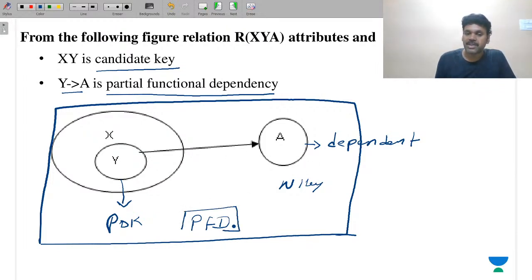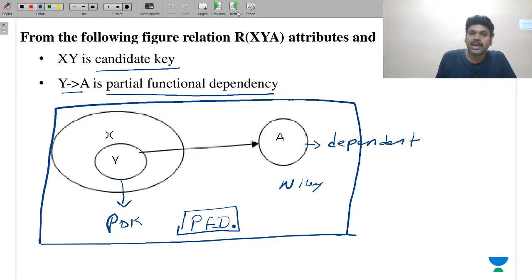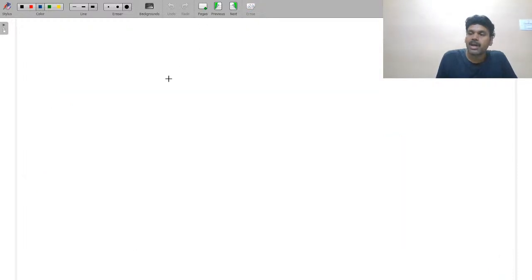So partial functional dependencies are so dangerous, they are going to produce vast redundancy. So now we are going to learn how to eliminate them. The next topic is transitive dependency. But before going into that, I will tell you how to eliminate partial functional dependencies.